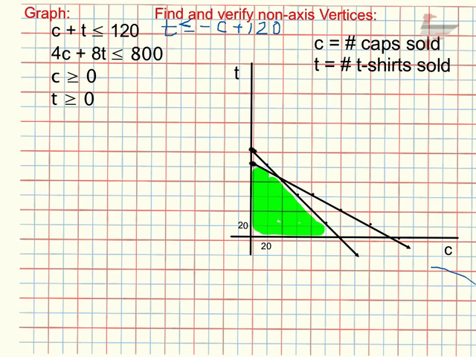And on this one, I'll kind of come down here. Well, now you can handle this math. So to solve for t, I first subtracted 4c and then divided by 8, so that would be negative 1/2. And then 800 divided by 8 is 100.